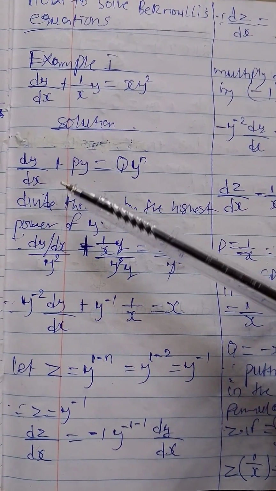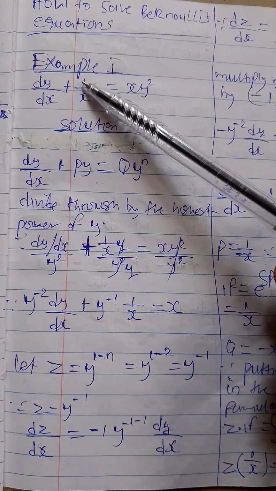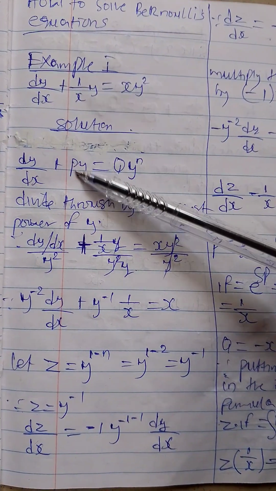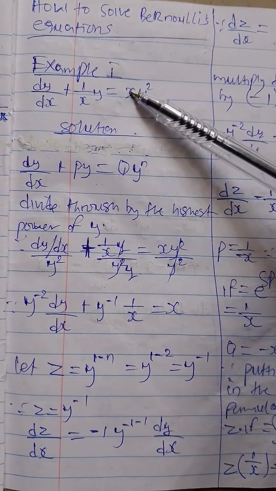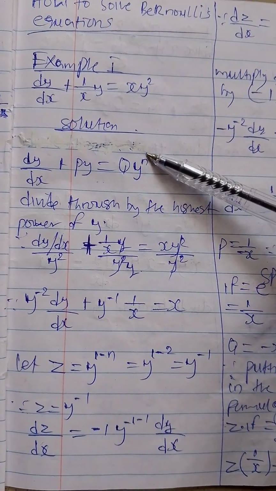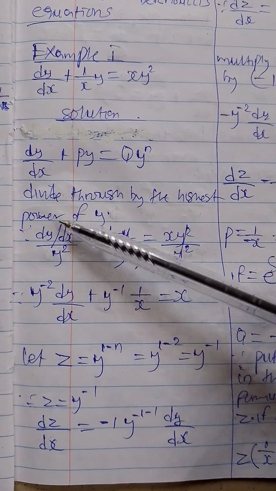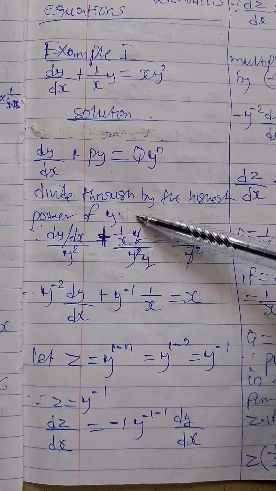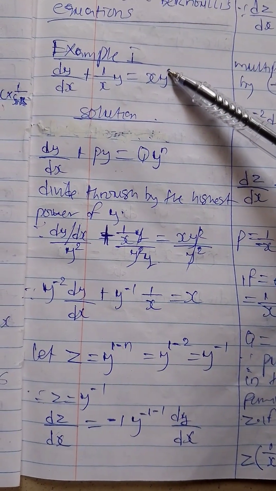So what's next? If you check, this is dy/dx. Here p is always in terms of x, that is p is 1/x, and this is y, where q is always in terms of x, which is this x, and y raised to n is this y squared. So what do you do now? Divide through by the highest power of y. The highest power of y here is y squared.